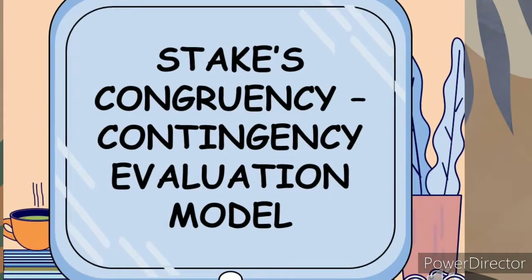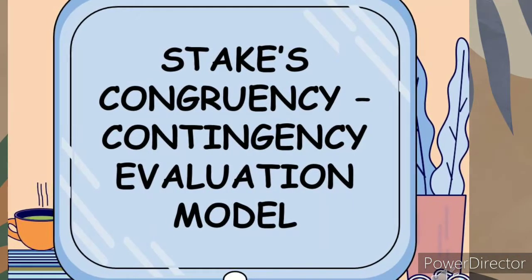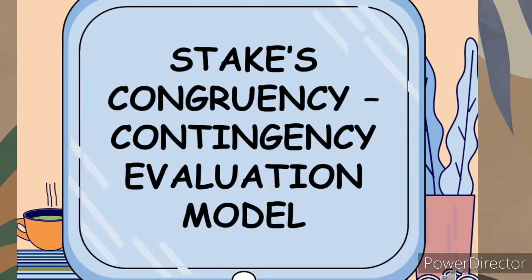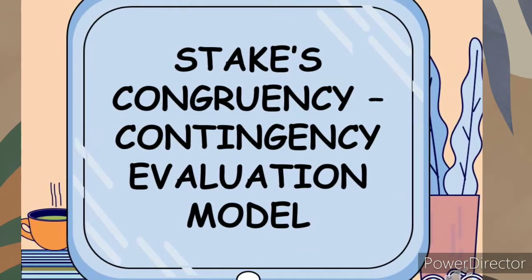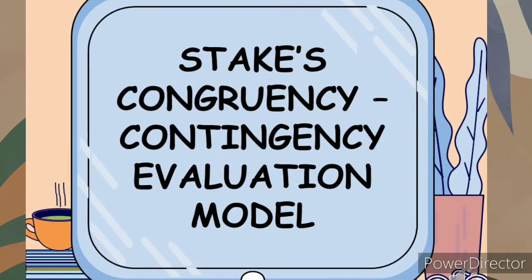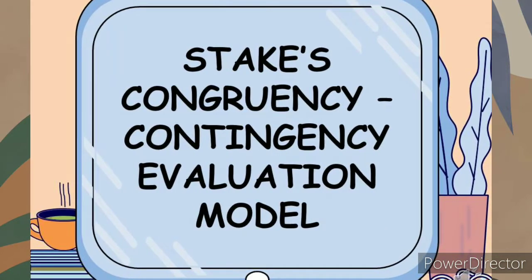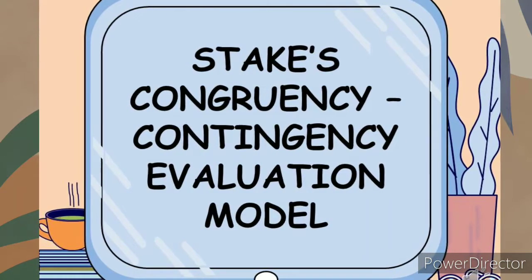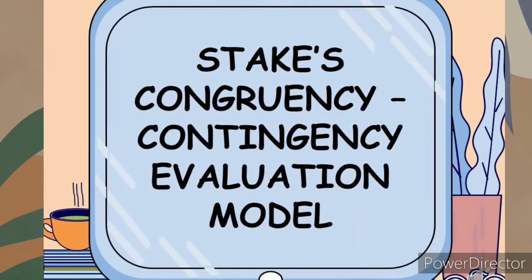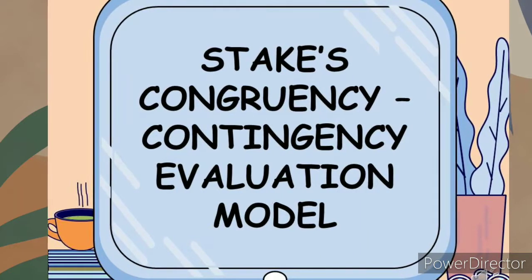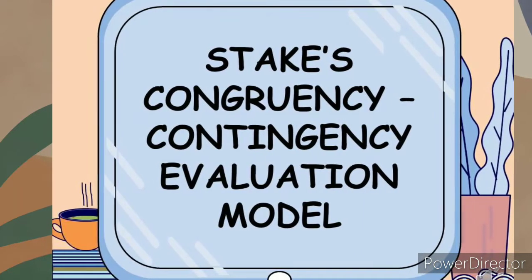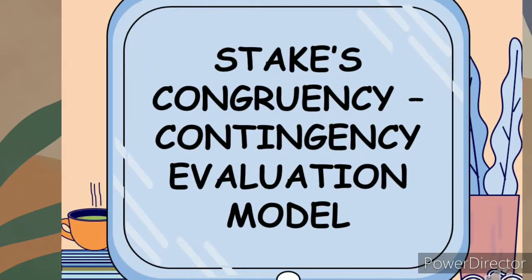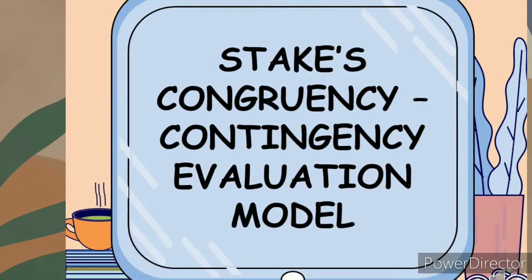The next model is Stake's Congruency-Contingency Evaluation Model. Robert Stake, in the year 1975, claims that curriculum evaluation is not complete unless 3 categories of data are made available. Stake's model of curriculum evaluation is more than just an evaluation process. Stake's model also looks at the development of the curriculum. When using this model, it is necessary to compare the developed curriculum with what actually happens in the classroom.